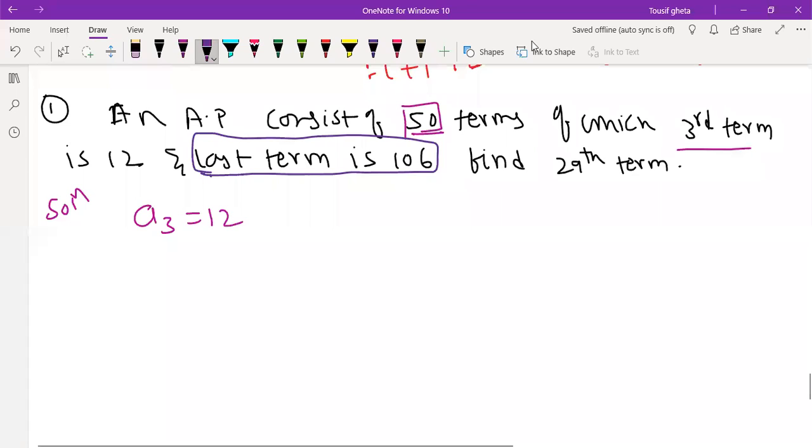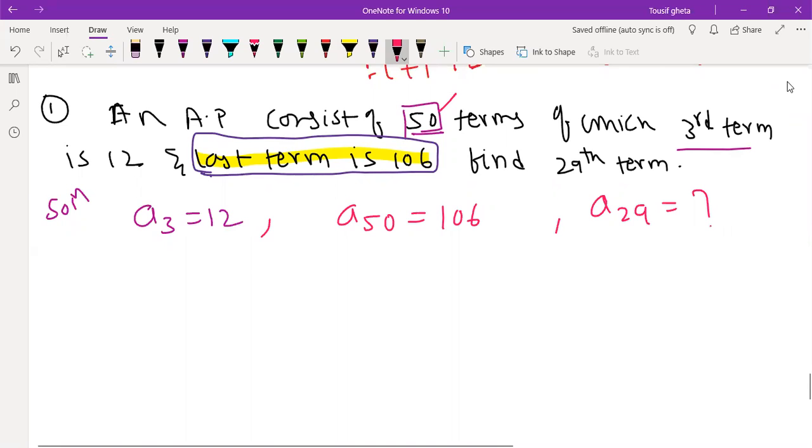But do you know how many terms are there? Total 50 terms are there. So the last term is nothing but the 50th term. So A50 is equal to 106. We can find out the 29th term. A29 is equal to question mark.